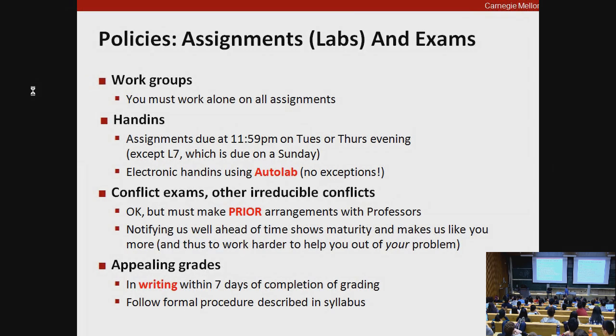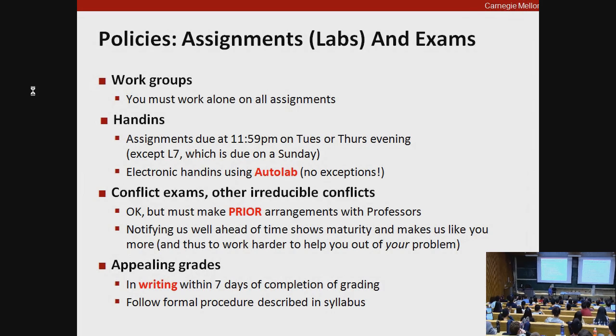Hand-ins are generally due at midnight, 11:59 p.m. So if we say it's due Tuesday, it's due before Wednesday, 11:59 p.m. on Tuesday. If there's some irreducible conflict, let us know. There's not going to be, because we're going to do electronic exams this semester, and you'll be able to schedule a time slot of your own choosing. So there shouldn't be any of those conflicts.